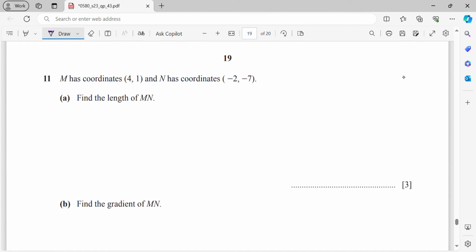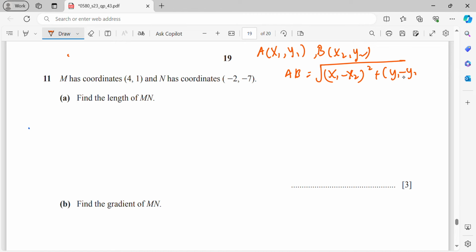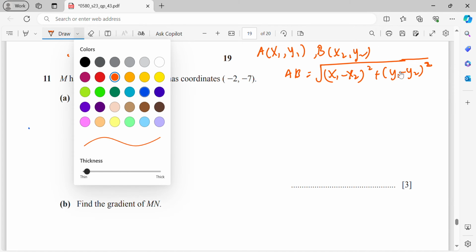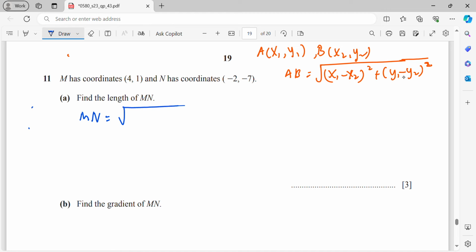Okay, now for question number 11, M has coordinates (4, 1) and N has coordinates (-2, -7). Find the length of MN. Given 2 points (x1, y1) and (x2, y2), the length AB is the square root of (x1 minus x2) squared plus (y1 minus y2) squared. This is the formula to get the length. Then MN equals the square root of (4 minus -2) squared plus (1 minus -7) squared. That means you get the square root of 6 squared plus 8 squared. Then the answer is 10.